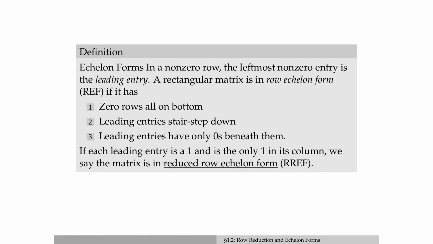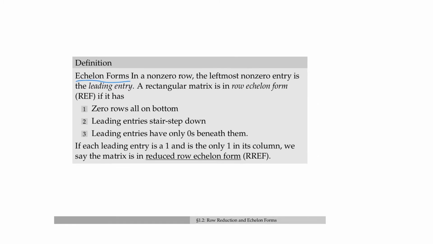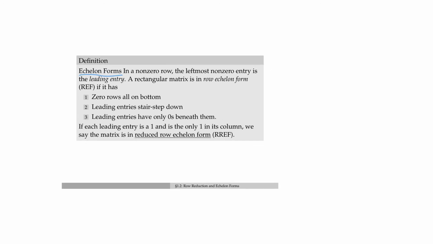Anyways, in a non-zero row, the leftmost non-zero entry is called a leading entry. Okay, so let's grab some matrix here. Let's see, we have 0, 1, 2, 3, 1, 2, 1, 0, 0, 0, 1, 4.